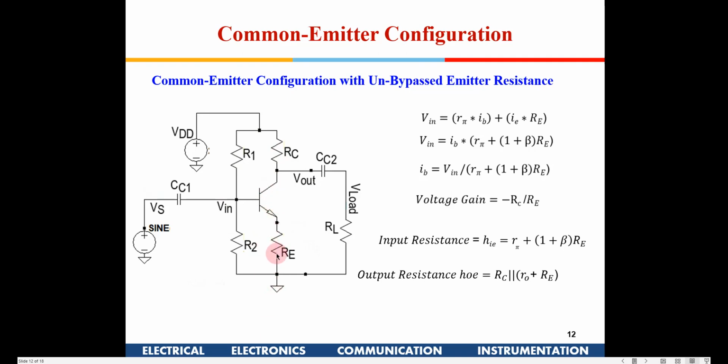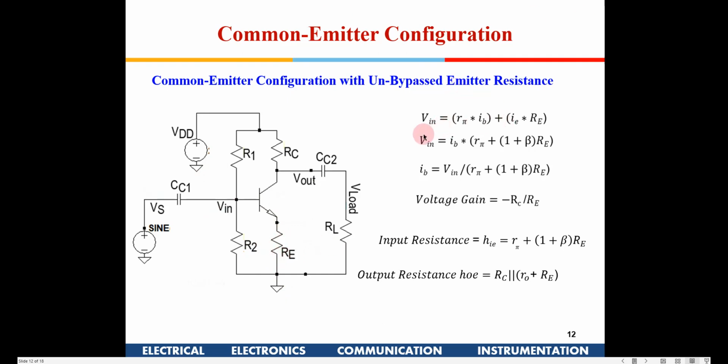So if you learned from the previous class, by putting an RE here, you have 1 plus beta RE coming in the denominator for delta IB with respect to delta VD and delta VBE. So you will find this circuit is pretty stable to temperature variations and VDD variations. Power supply fluctuations, so it is immune to that. That is the reason we put an RE here. Now by putting RE, what happens?